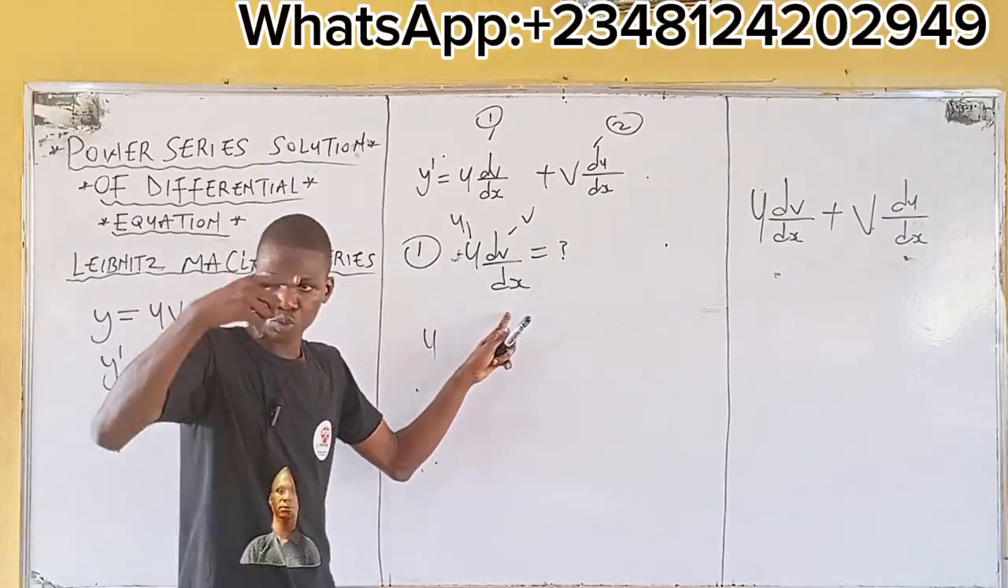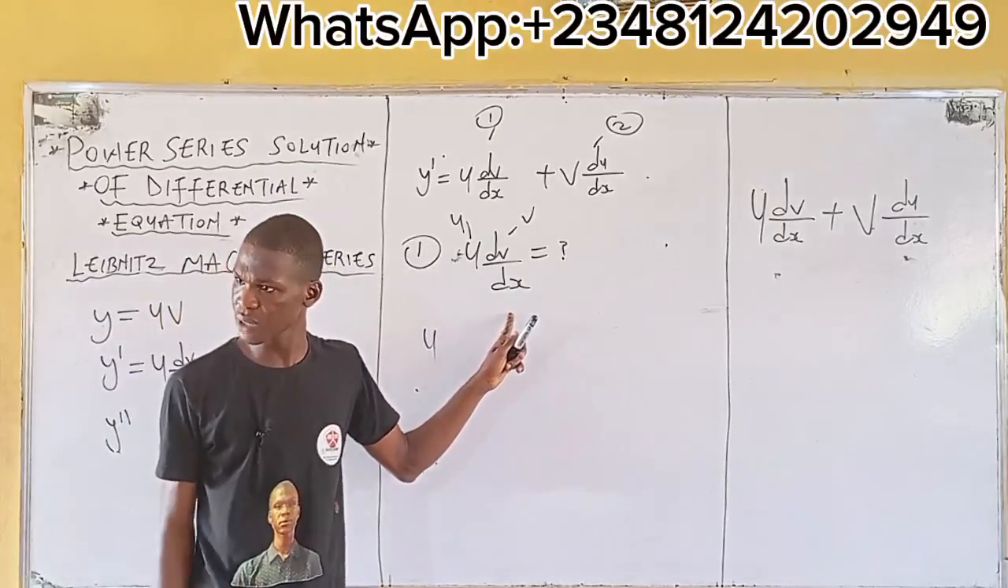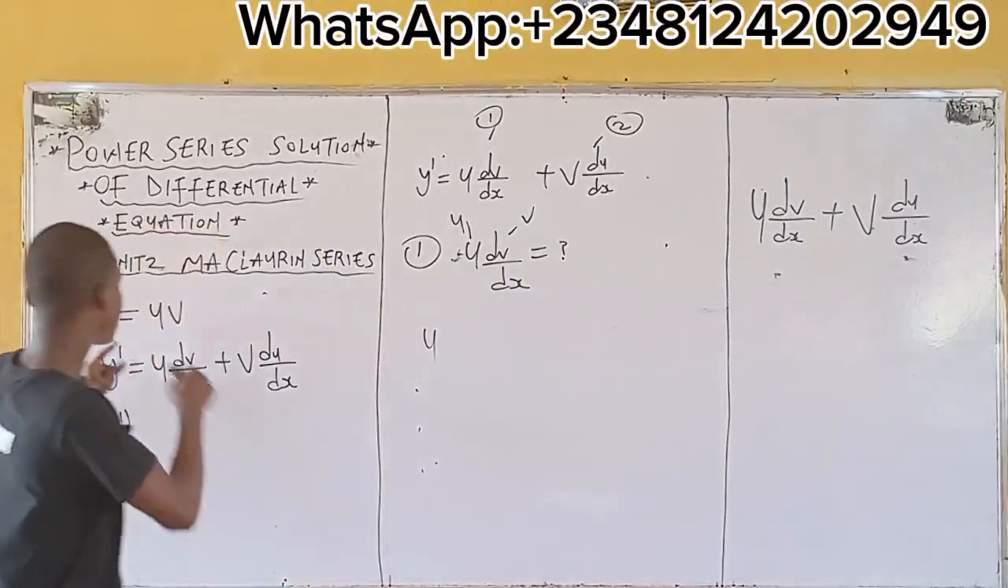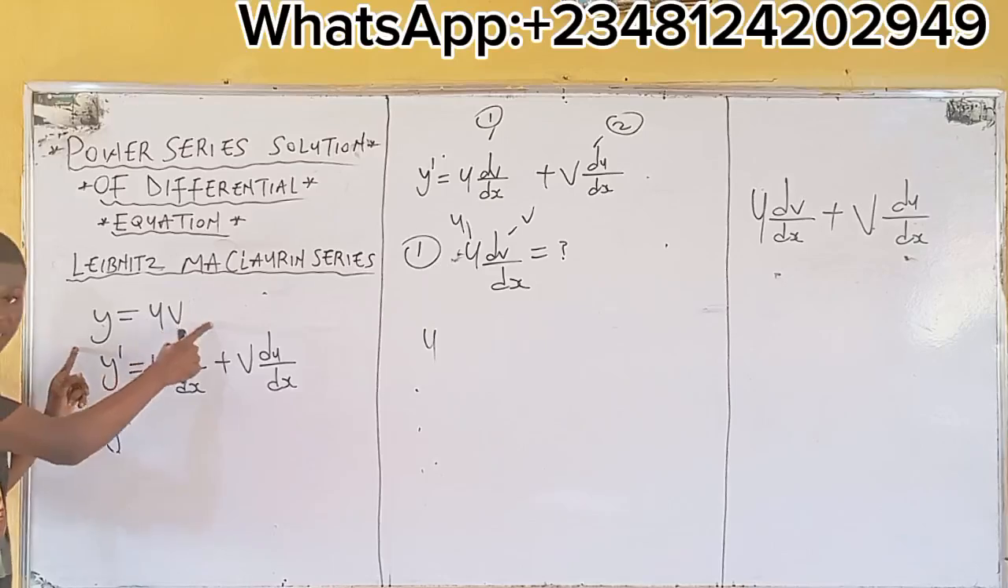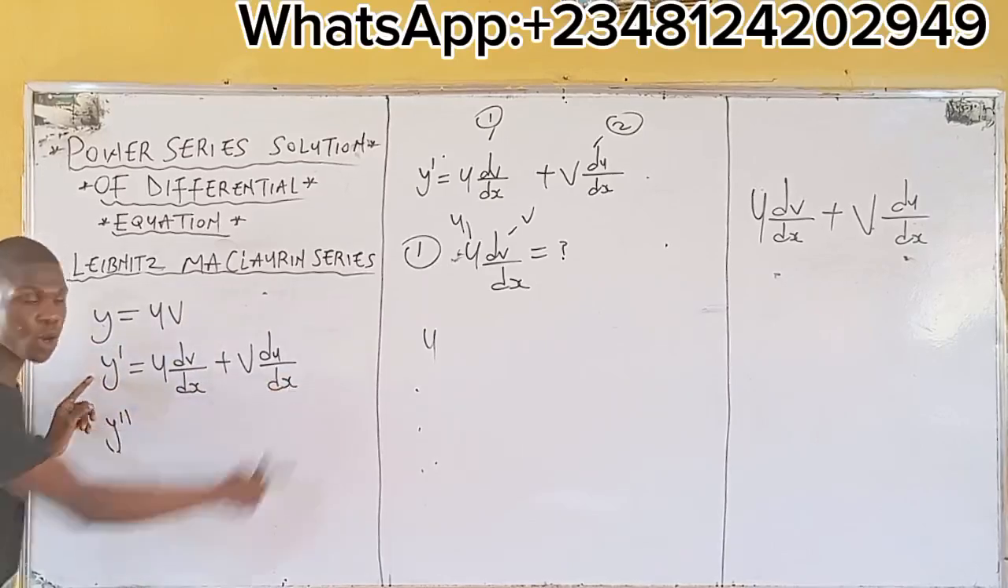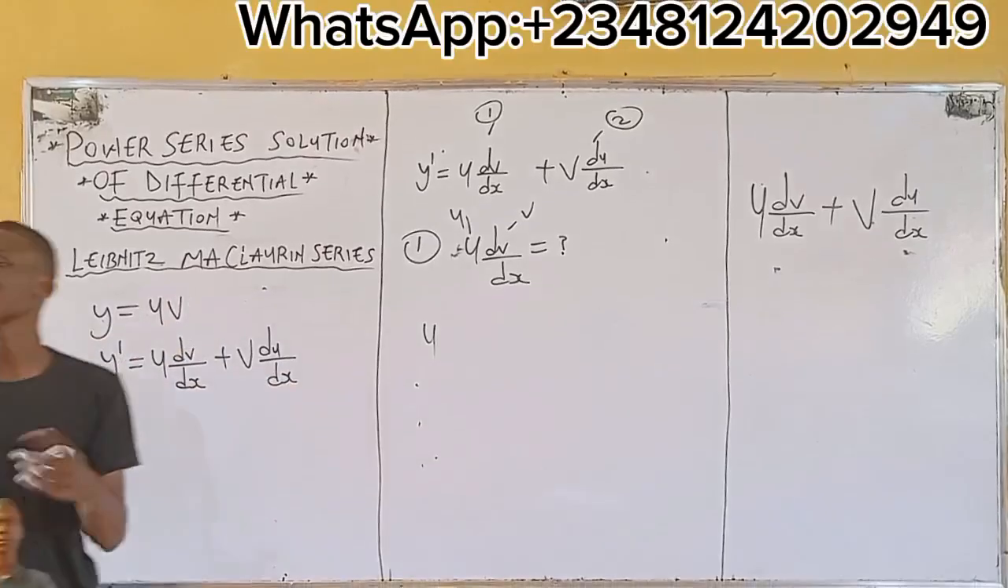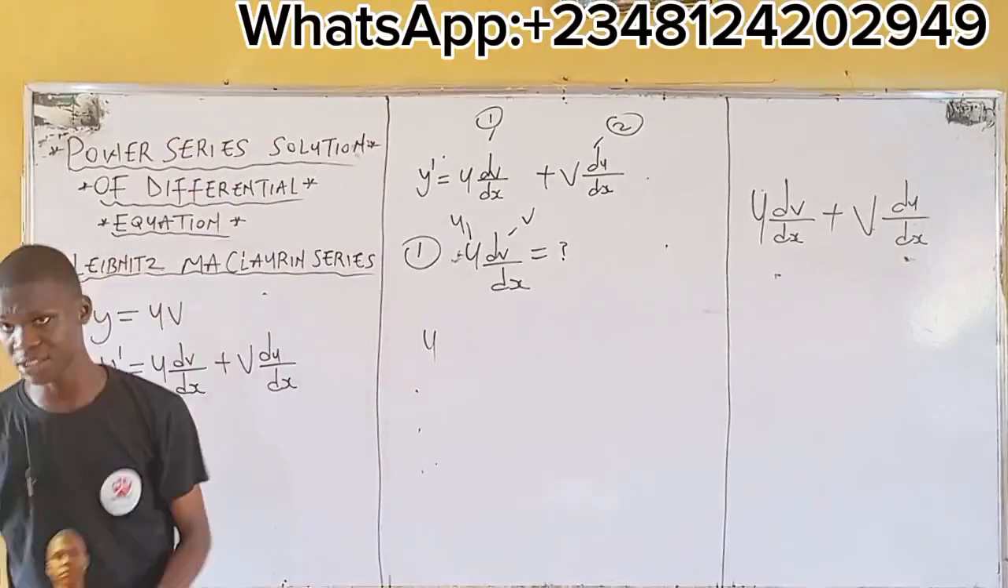What do you have? d²v over dx². Are you getting that? So it's complicated. What we are doing now is that we are given this function uv, and this is the first derivative. We want to differentiate this particular function 4 times, meaning we want to find the derivative up to the 4th derivative, right?